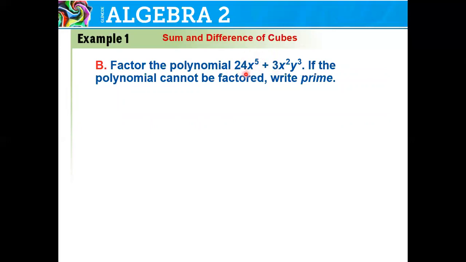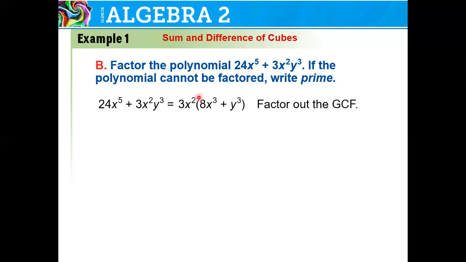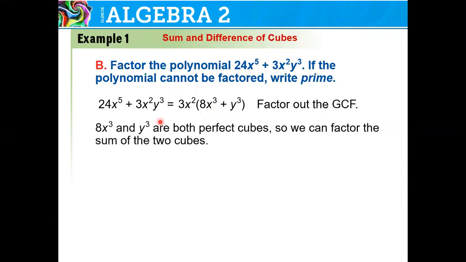And I have also x power 5 and x power 2. So I can take x power 2 outside as well. So as GCF, we'll take 3x squared outside. So what's left inside now, in bracket, 8x cubed plus y cubed. Actually, this one can be written as sum of two cubes. I can write it, 8x cubed and y cubed are both perfect cubes.